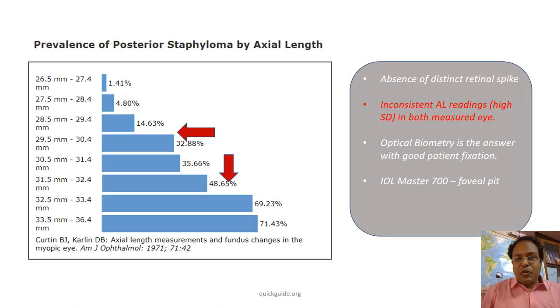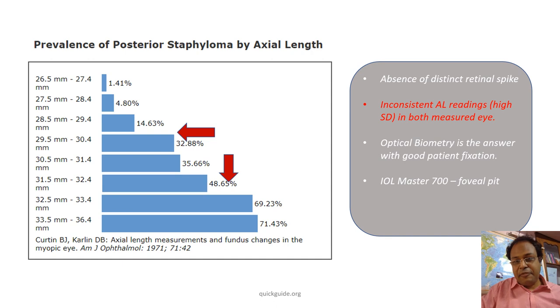So what is the incidence of posterior staphyloma? It's a very old paper from 1971, but old is gold, and it gives us an idea about the incidence of posterior staphyloma as a function of the axial length. You can see beyond 26, 27, 28 millimeters, the incidence of posterior staphyloma is very high. And beyond 30, 31 millimeters of axial length, the incidence is almost half of the patients.